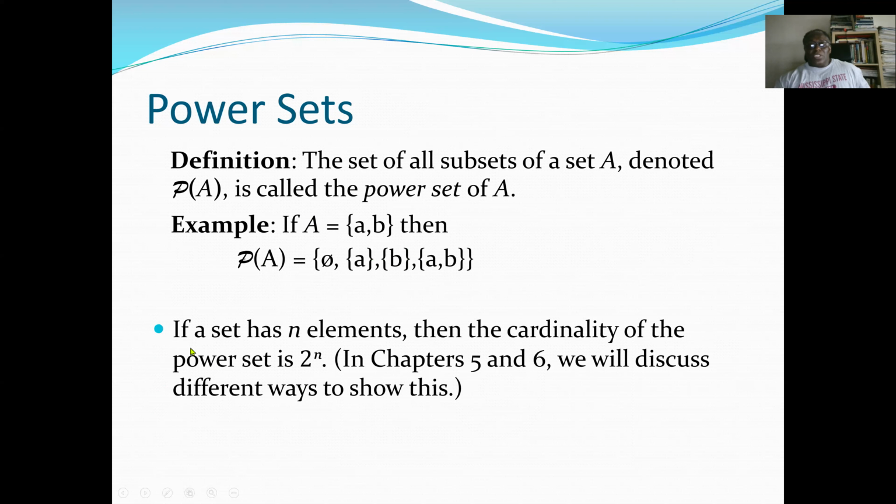And here also we said that if a set has n elements, then the cardinality of the power set is 2 to the power n. We may study this more in chapters 5 and 6, or units 5 and 6, of our course textbook.